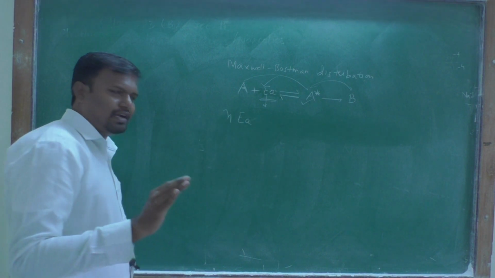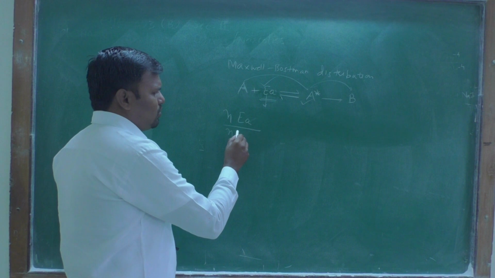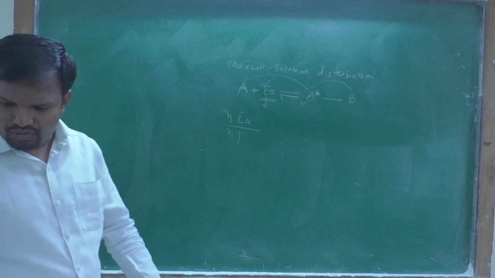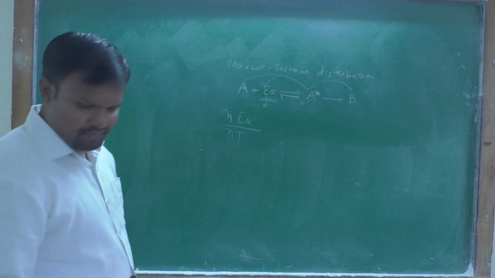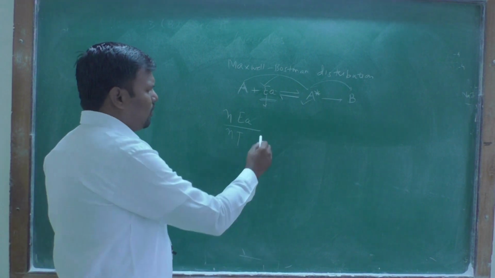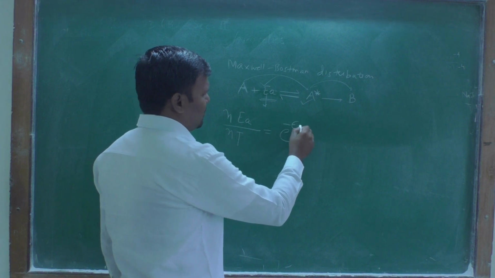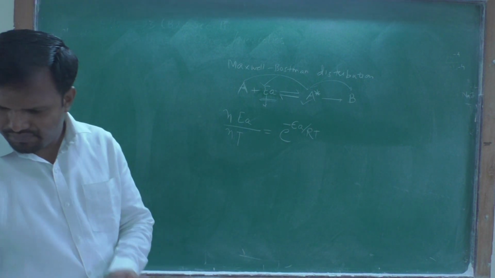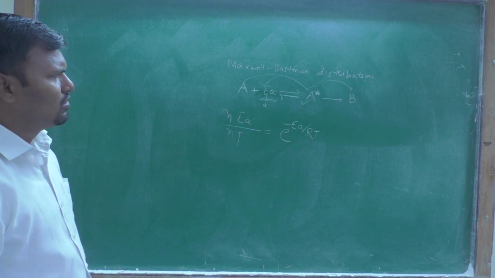Okay, then the number of activated molecules, N_A, from the number of total molecules. N_T stands for the number of total molecules. Remember that N_T stands for the number of total molecules. N_A upon N_T is equal to e raised to minus Ea upon RT. This equation is given by Maxwell-Boltzmann.